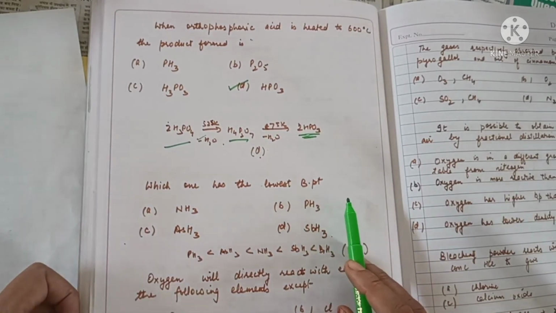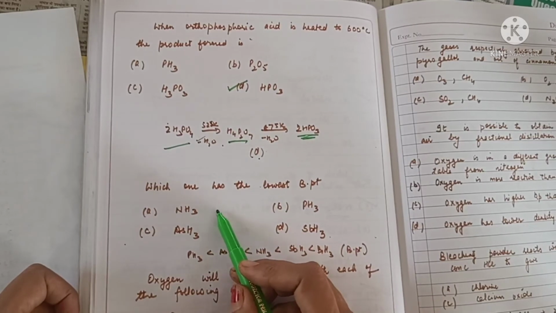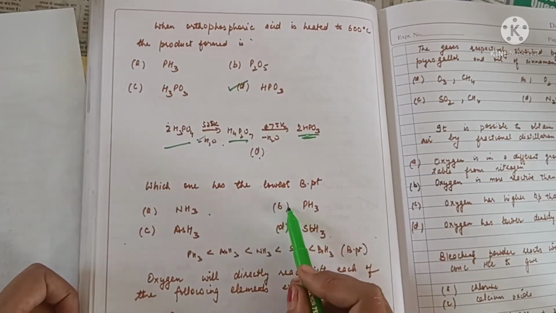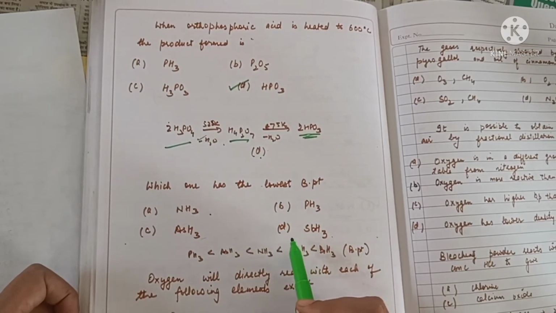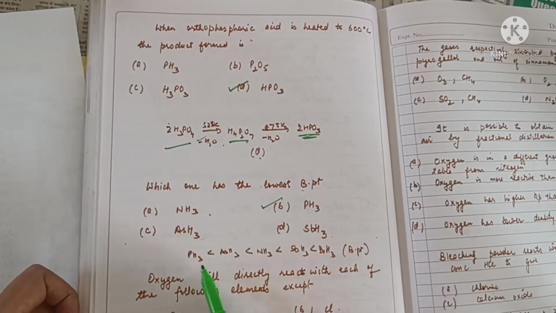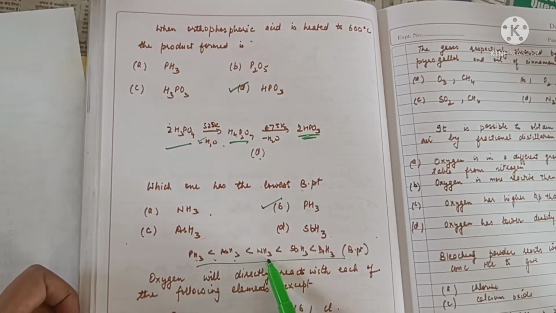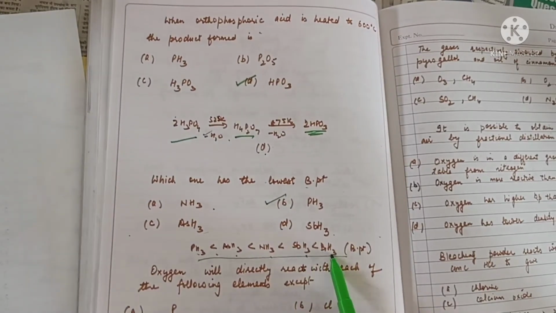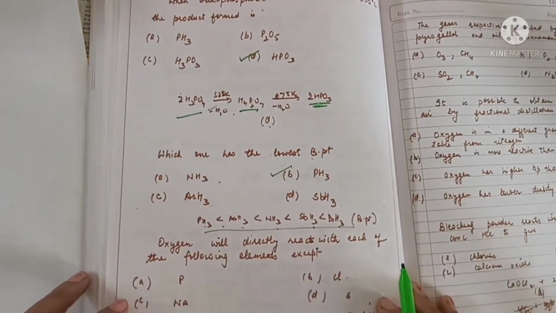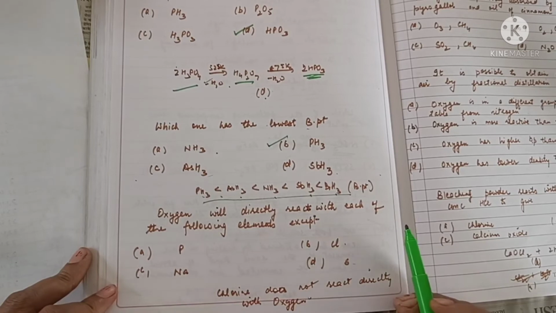Which one has the lowest boiling point? Ammonia has higher boiling point because it has hydrogen bonding, but amongst phosphine, arsine and stibine, phosphine has the lowest boiling point. The van der Waals forces of attraction are weakest here. As we go down the group, the van der Waals forces of attraction increase. The order is phosphine is less than arsine, then ammonia, then stibine, then bismuthine.